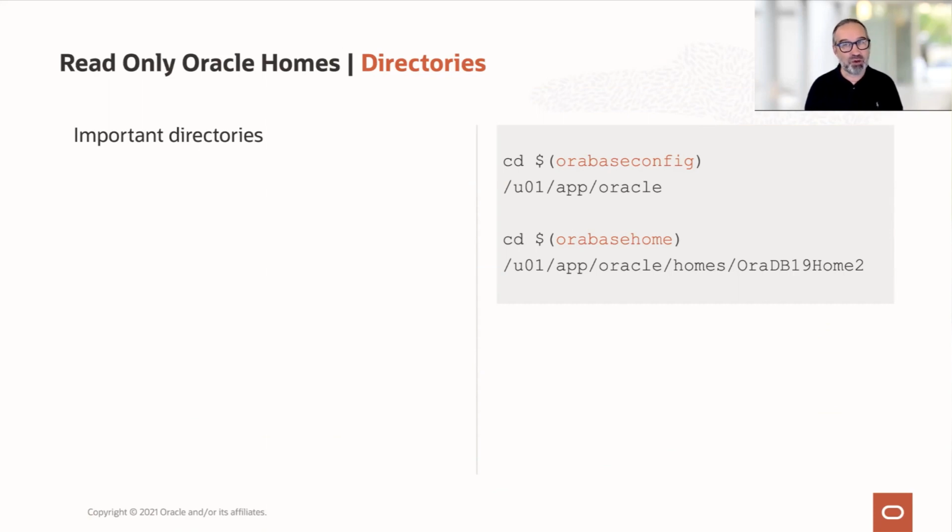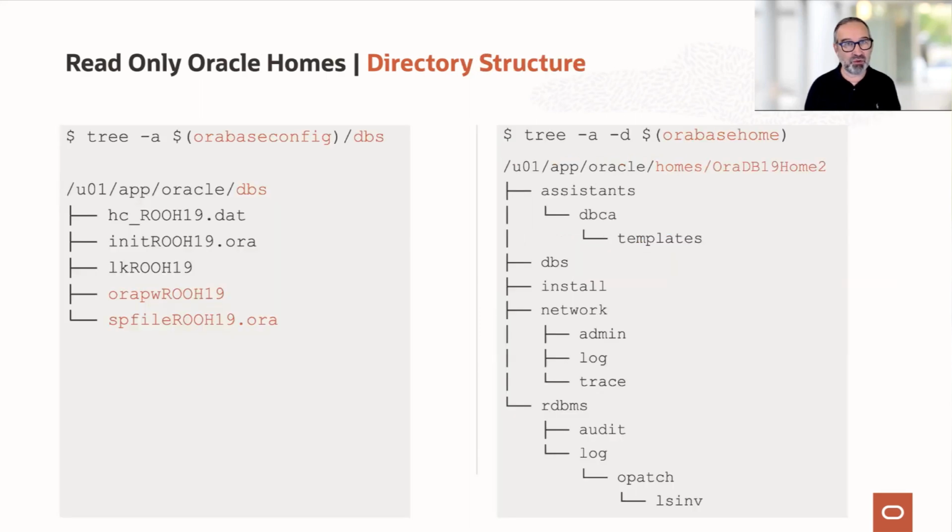When we speak about read-only homes, there are two very important directories we have to discuss here. One is the ORACLE_BASE_CONFIG and the other is the ORACLE_BASE_HOME. I would like to show you the difference and what these two mean. On the left side, you see the ORACLE_BASE_CONFIG. Under this directory variable, I would call it, we find a dbs directory which contains the password file and also the spfile of our database.